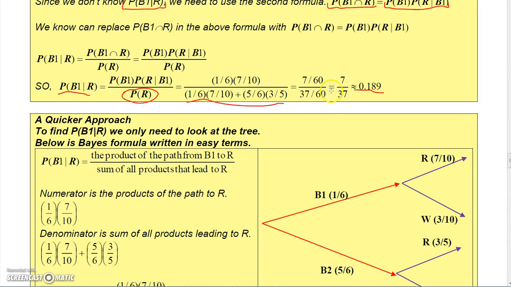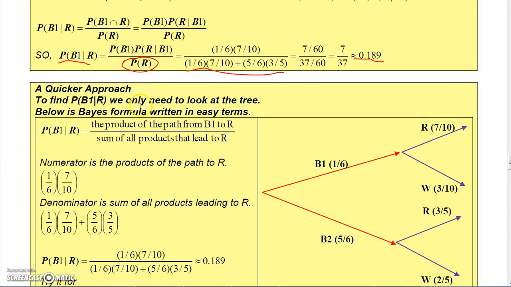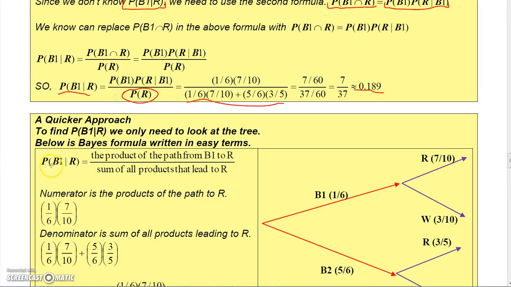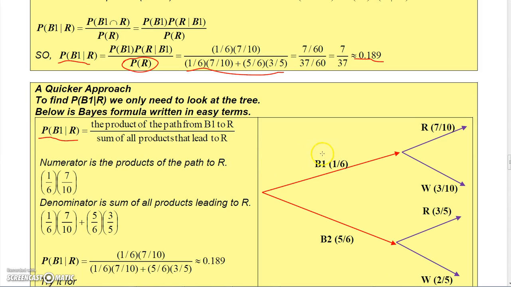Now, there is a quicker approach to this, because there's a pattern to this. Really, if you think about what I did, all I did up here to get the probability of box 1 given R is take the product of the path from box 1 to R, right? I took box 1, 1/6, to R. So I took 1/6 times 7/10, and that was on the top. And then on the bottom, I summed all products that lead to R. So I do 1/6 times R plus 5/6 times R and add them together on the bottom.